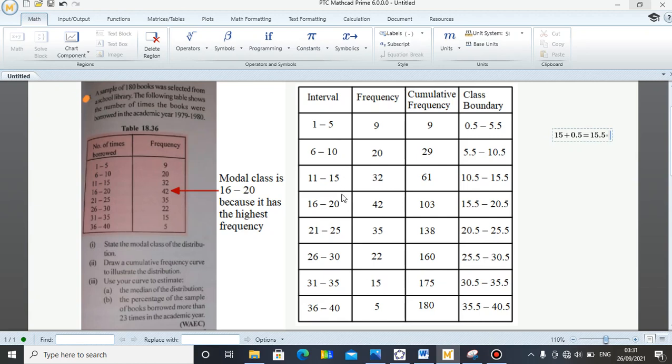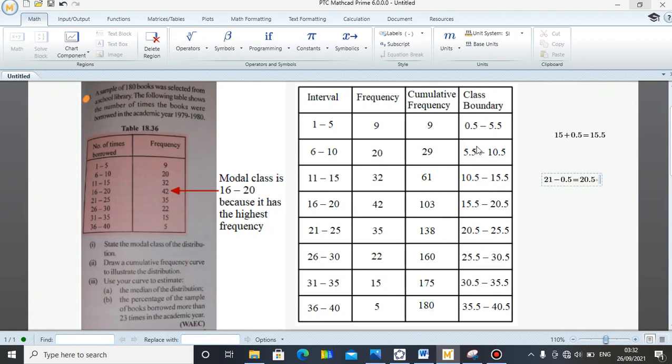So all the upper class boundary will be added to 0.5, then all the lower class boundaries subtract 0.5. So take note of that. For example, if I do for this class of 21 to 25, you see that 21 minus 0.5 is going to be equals to 20.5. That's how we got this. And it will keep going from one class to the next.